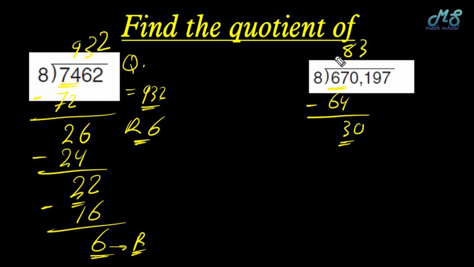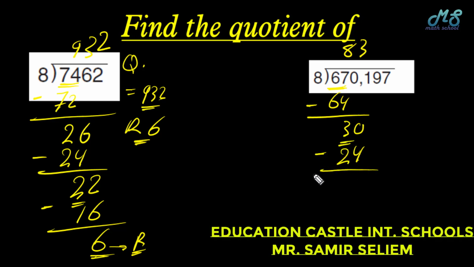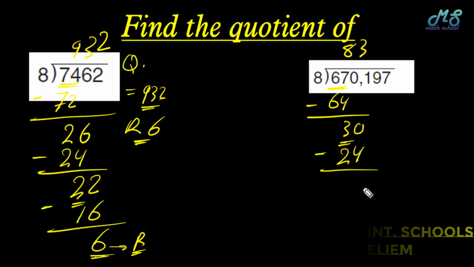3 times 8 equals what, guys? Yes, equals 24. Now find the difference. 30 minus 24 equals 6. What's next? Just bring down the next digit, which is 1. It will be 61 divided by 8 equals what?